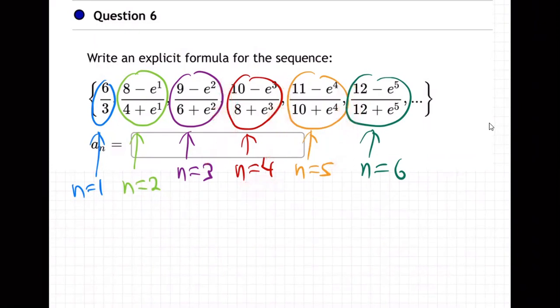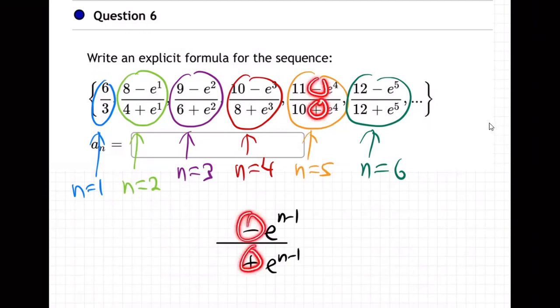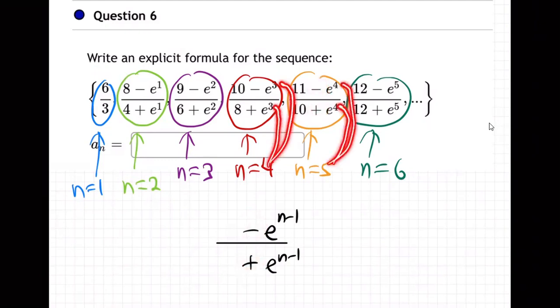All right, so first off, we can see the formula is going to look something like this. It's going to have e to the n minus 1, minus and plus, right? It's always minus on the top, plus on the bottom, minus on the top, plus on the bottom. And the power on the e is always 1 lower than the n, isn't it? So it's n minus 1. You see that? So far, so good?